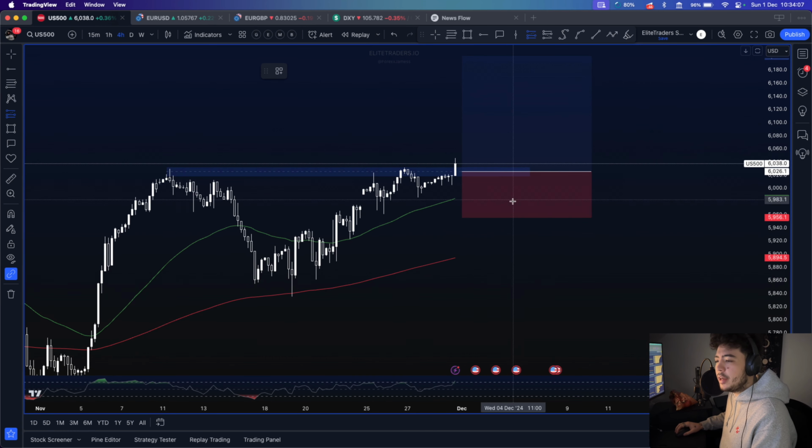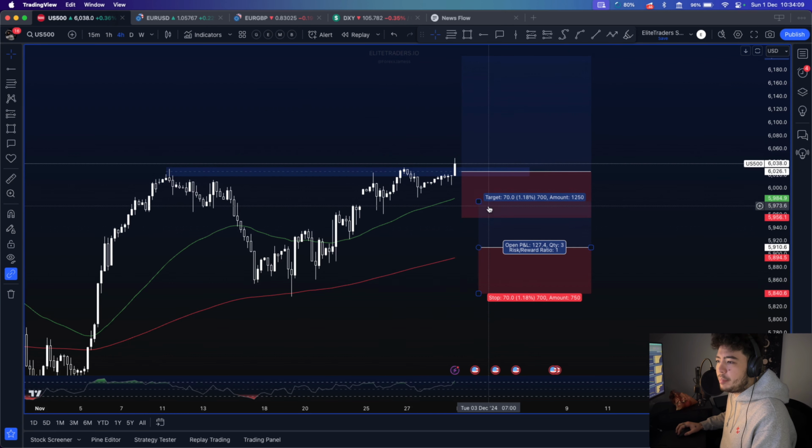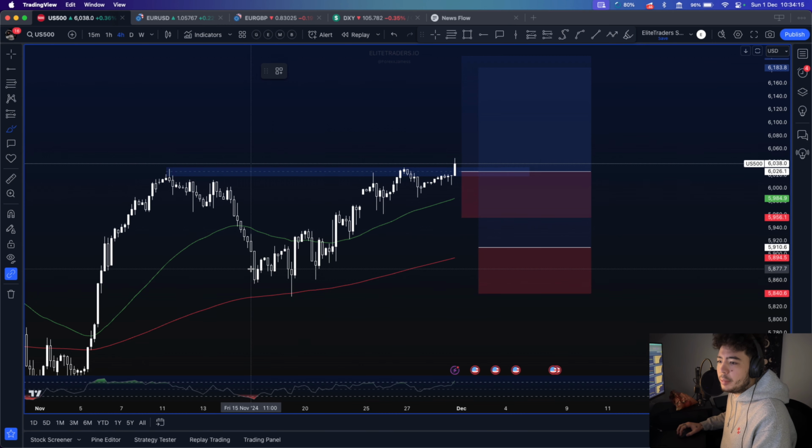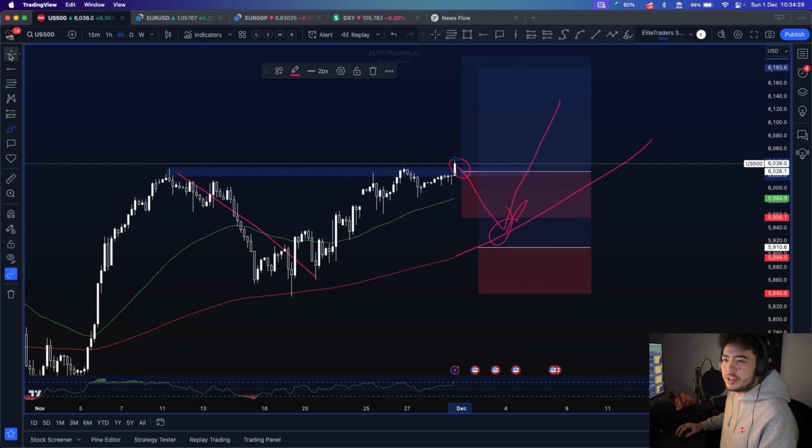Now, there is a secondary option here. We could enter potentially on this 200 moving average if we do see price start to come a little bit lower. So if we see a similar situation to what we had here, where we had a rejection and then quite a large move to the downside, we could see price come down, touch this level, and we enter off here rather than here. But of course, we'll have to see how the market opens.